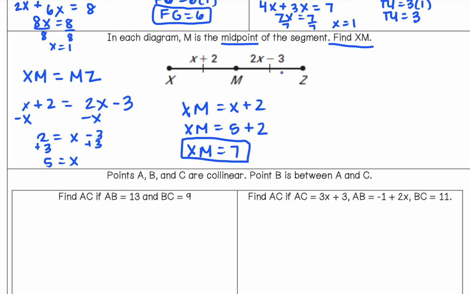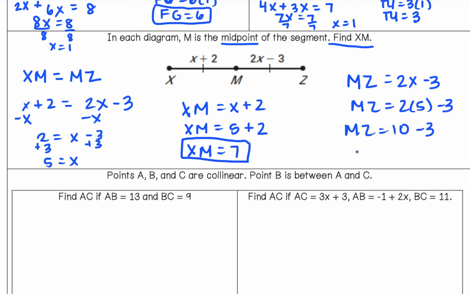We can check to know that this is true because we know that MZ should also be the same as XM because it's the midpoint right there. So we can evaluate for MZ, and that would have been 2x minus 3. We plug in our 5 for x. That gets us MZ equals 10 minus 3. So MZ is also 7.